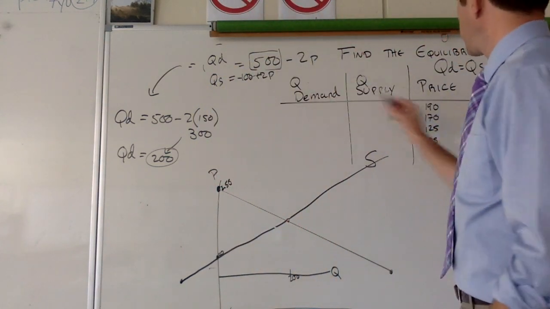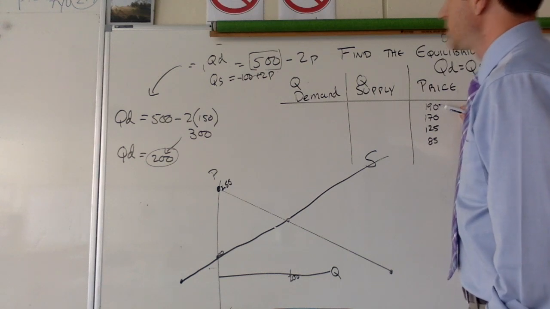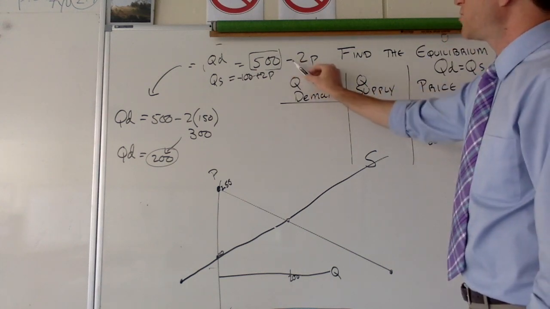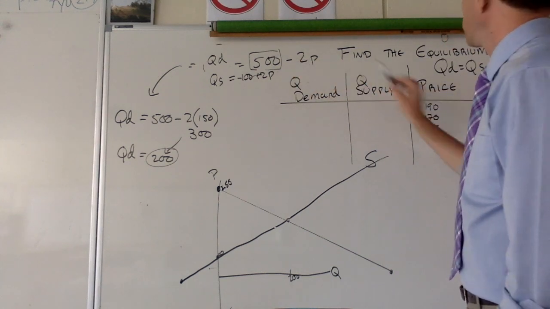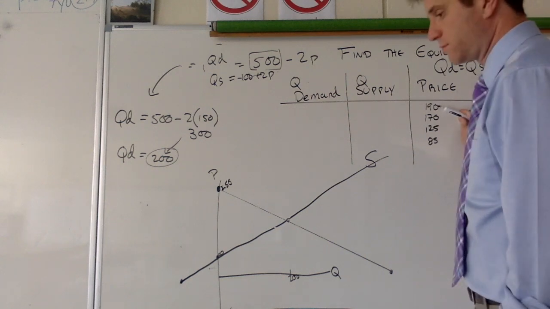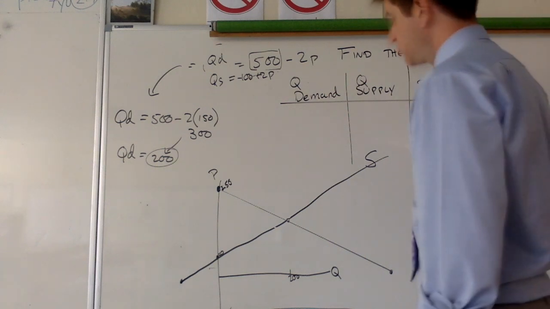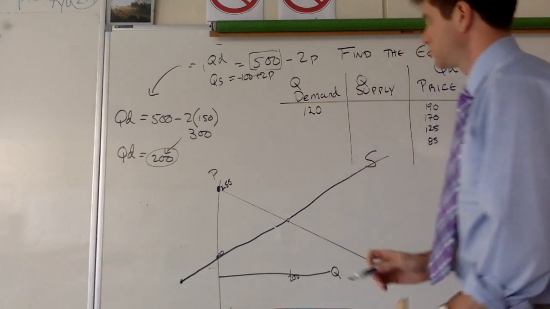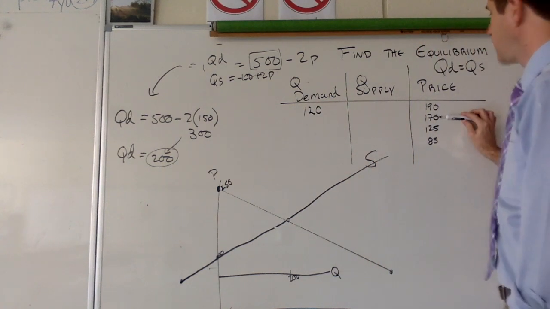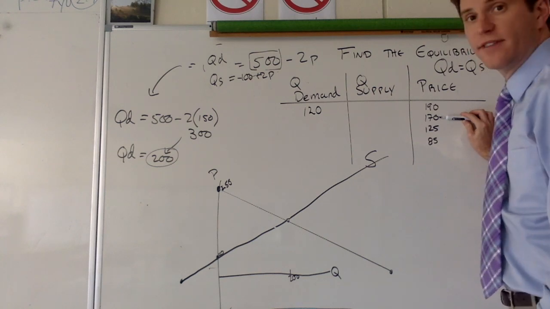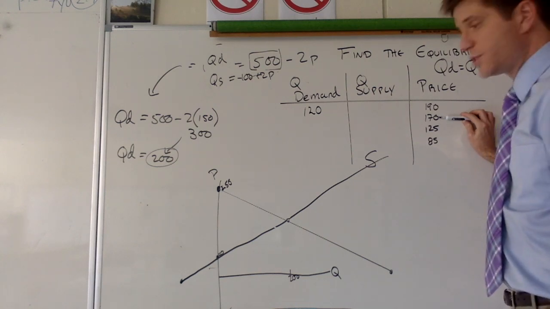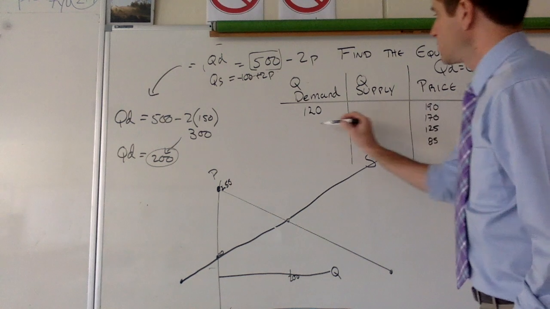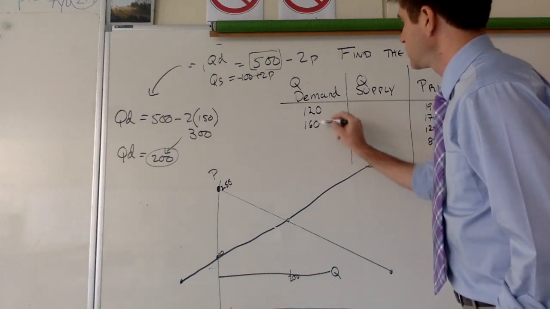All right. So now I just have to take 190 and say, what is 500 minus 2 times 190? Well, 120. All right. What is 500 minus 2 times 170? Well, 170 times 2 is 340. So then it's 160.